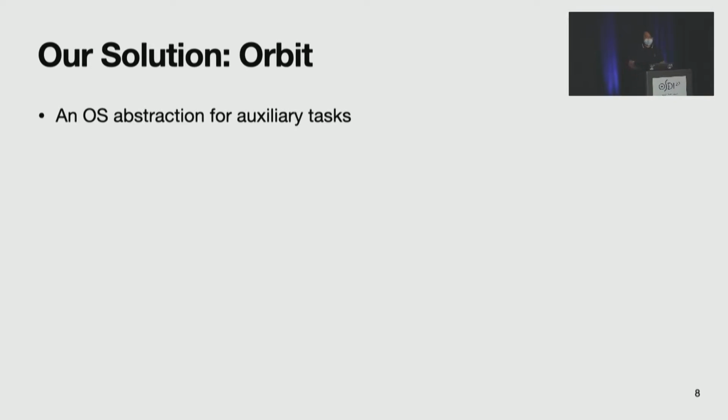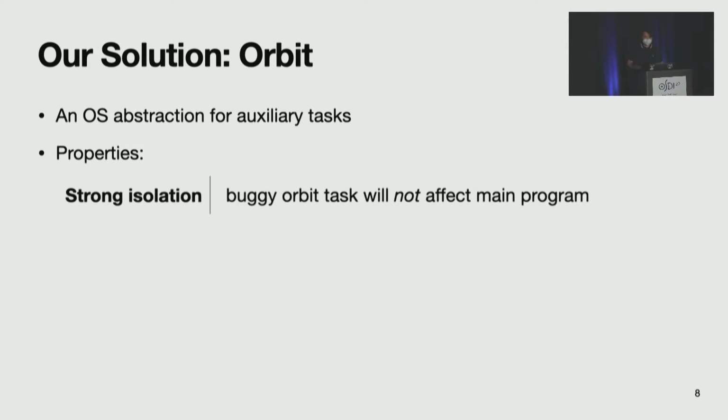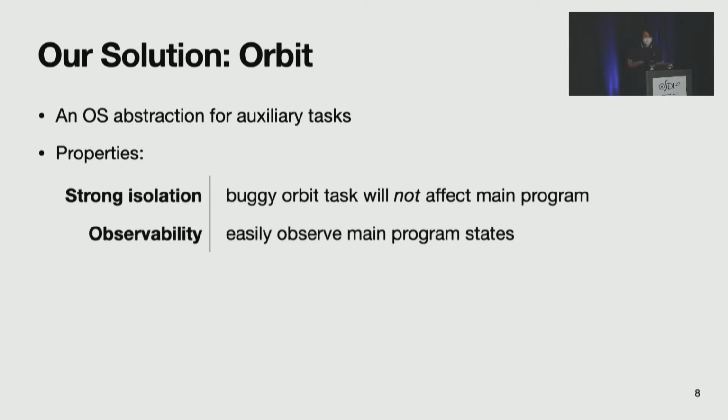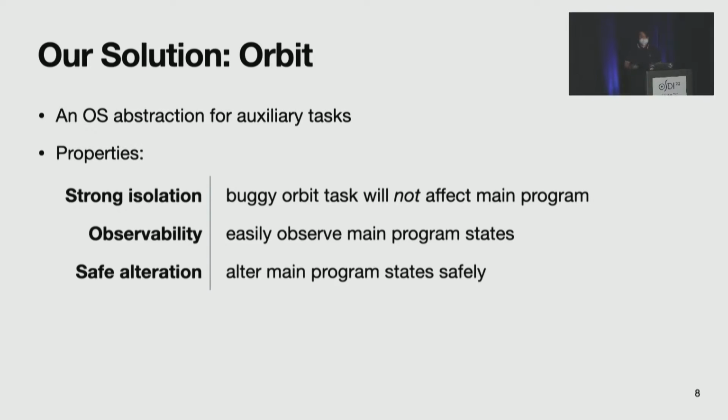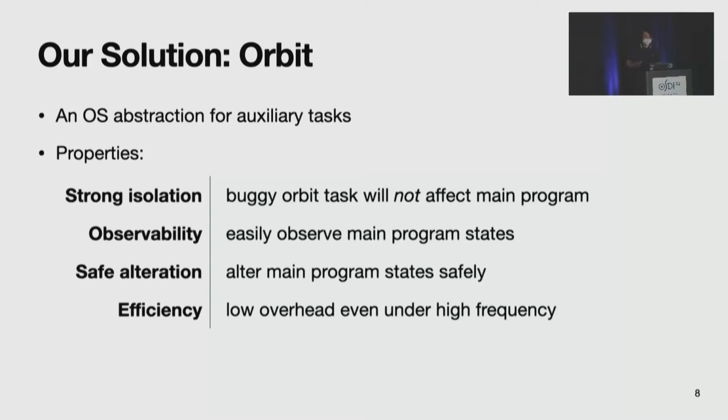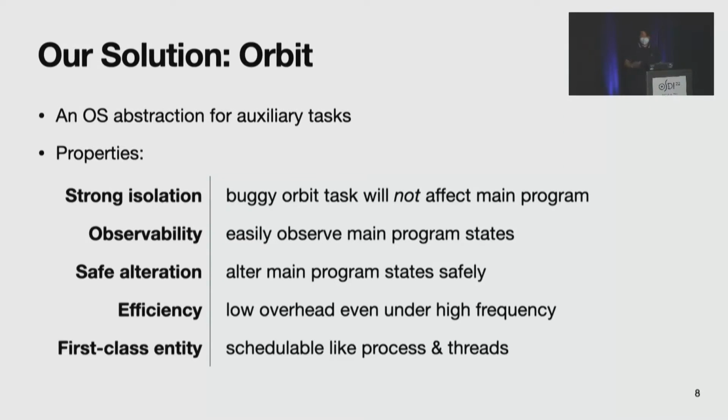To address this gap, we designed an OS abstraction called Orbit. Orbit provides several properties together. First, a buggy Orbit task will not affect the main program. An Orbit task can easily observe the latest states from the main program. Some tasks can alter the main program and they can do so safely. The Orbit task will not incur large overhead. And finally, an Orbit task is a first-class schedulable entity.